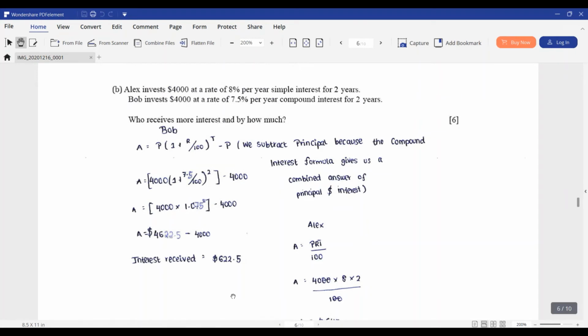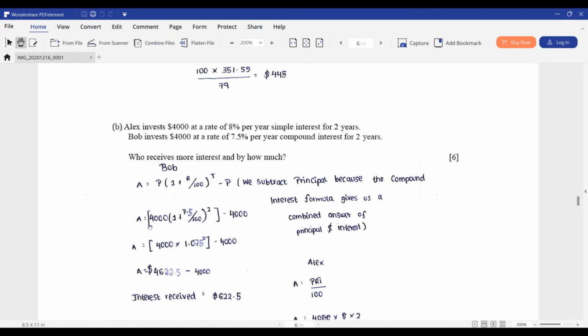Now let's go to Bob. The compound interest formula, on the other hand, combines the interest with the principal amount. So to remove this and only get the interest, we subtract the principal amount from the formula.